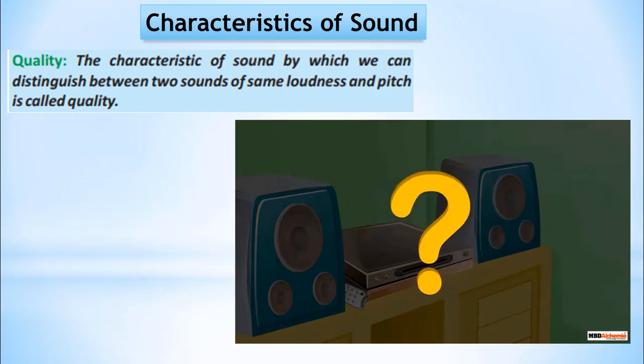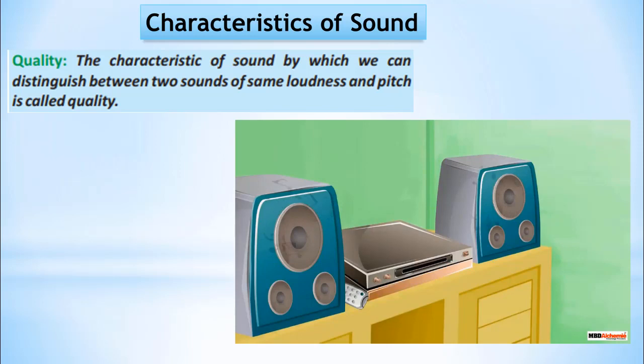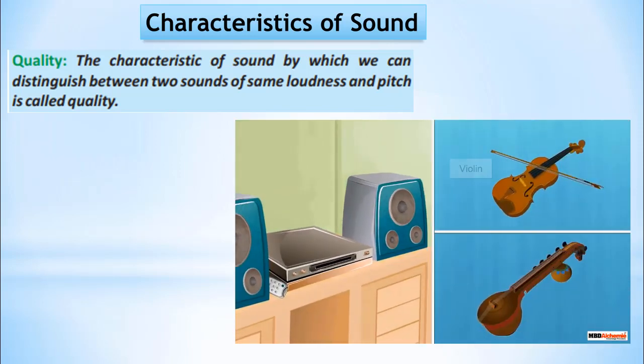Is it a single instrument or are two instruments playing? For sure, there are two instruments playing. One sounds like a violin and the other one a sitar. Both the instruments were producing their sound with the same pitch and loudness. But still, we could identify the difference in the instruments because of the type of sound they are producing.